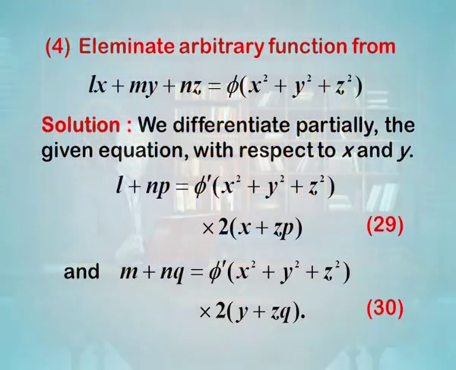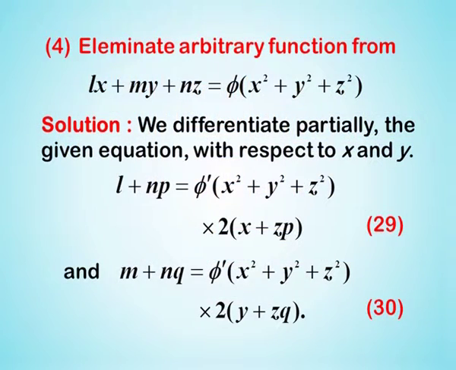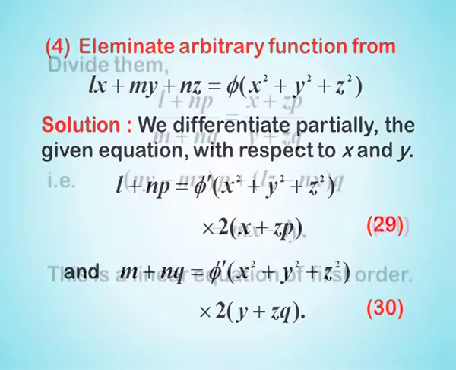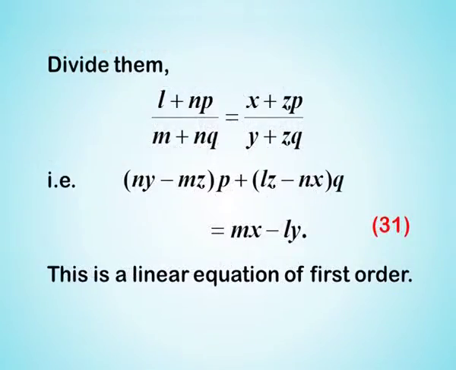Now we are removing the arbitrary function from this. We differentiate the given equation partially with respect to x and y, getting 29 and 30. Divide them, very simple. We get 31. This is a linear equation of the first order. This one, a linear equation of the first order, Pp plus Qq is equal to R, to remind you.